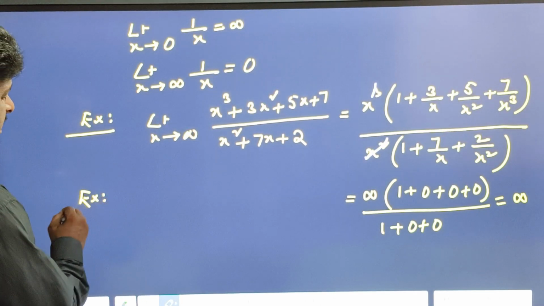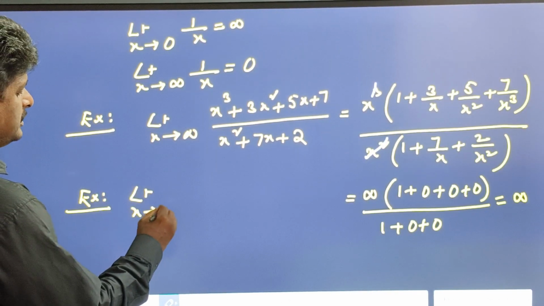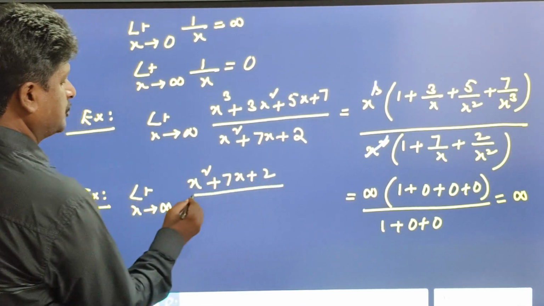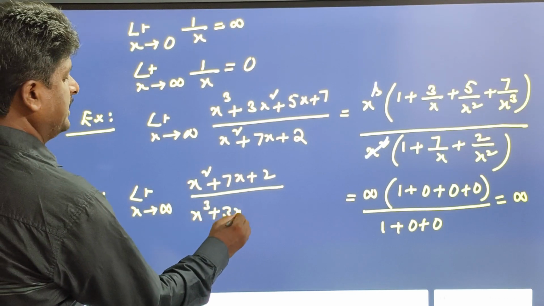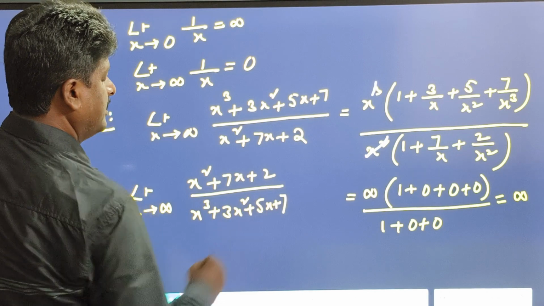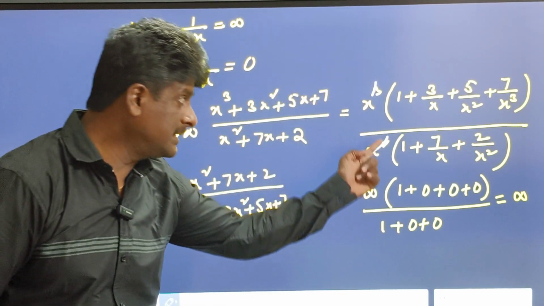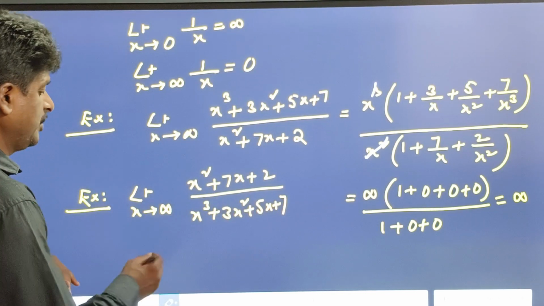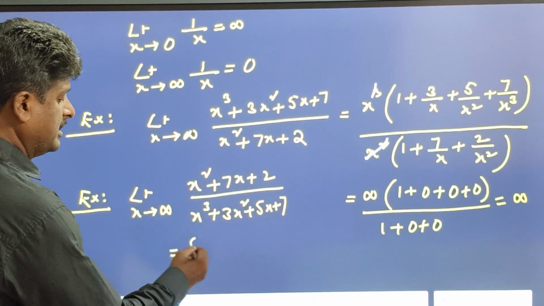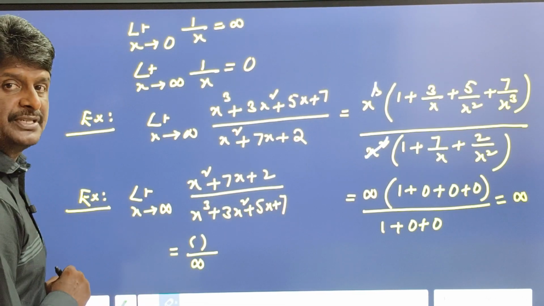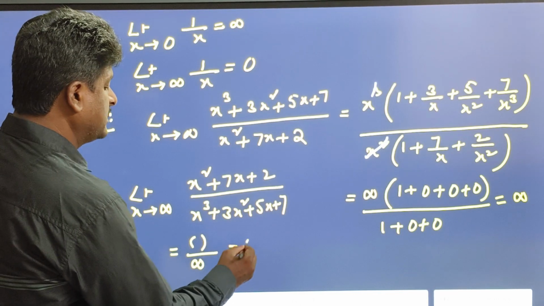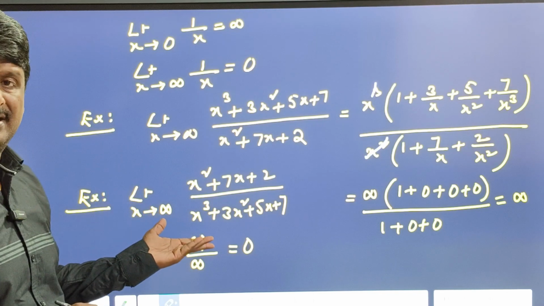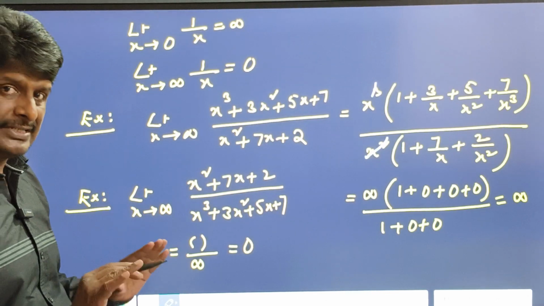See, in the same situation, suppose the question is limit x tends to infinity, x square plus 7x plus 2 by x cube plus 3x square plus 5x plus 7. What will be happening? In the same case, after the cancellation, one more x will be left in the denominator. Something by infinity is 0. So, if the denominator degree is more than the numerator, as x tends to infinity, its value is 0.